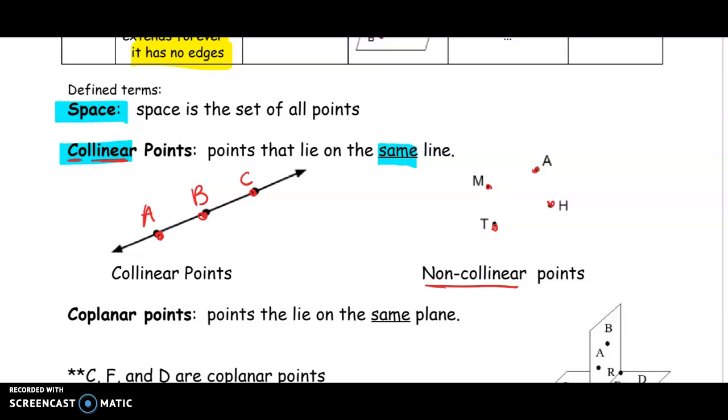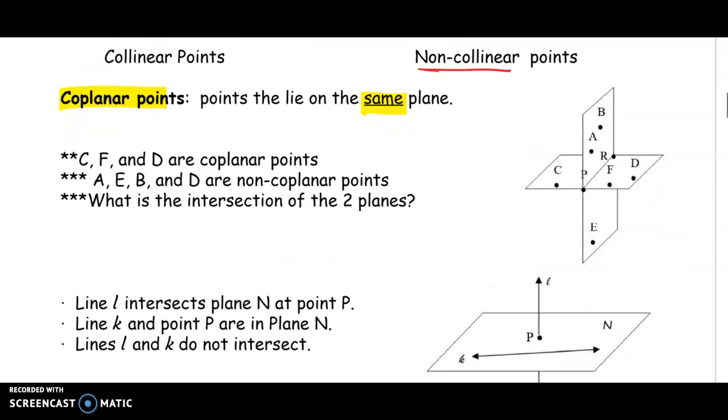Just like collinear means to be on the same line, coplanar means to be on the same plane. So any points that lie in the same plane, and that goes for other things as well. Any lines on the same plane are coplanar. If we look at this picture here on the right, we see that C, F, and D are coplanar points. Can you think of some other points that are coplanar in that figure?